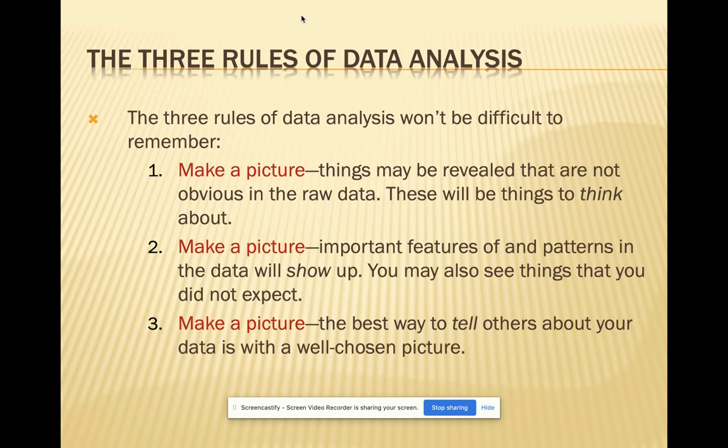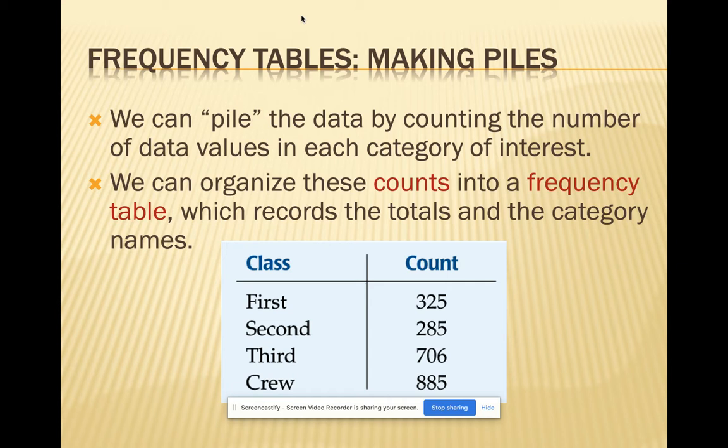Well, there are 3 rules that you need to remember, and they're all the same, and it's to make a picture. You're going to reveal things that aren't obvious in the raw data. A whole list of colors would be hard to actually analyze at all. Important features and patterns are going to show up. And best of all, you can then turn around and tell others. You can communicate what the data are telling.